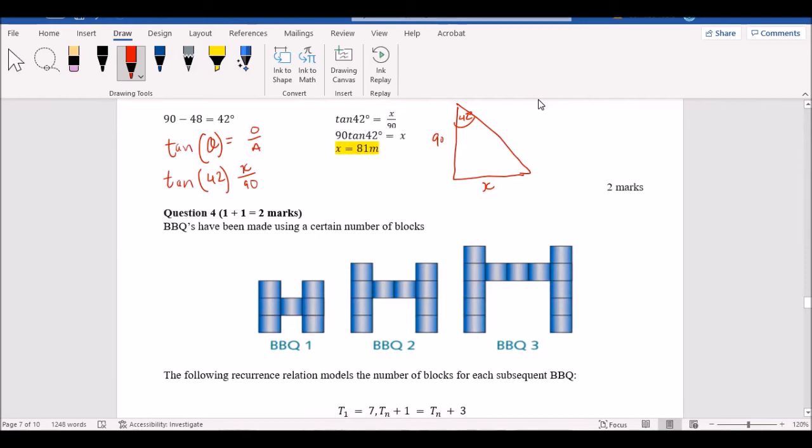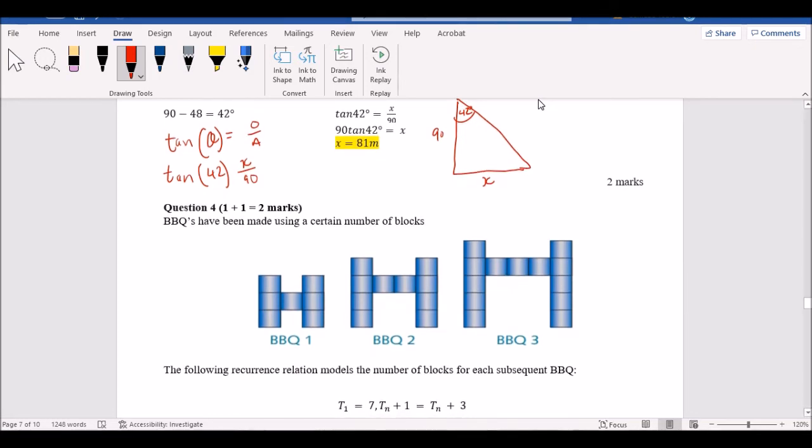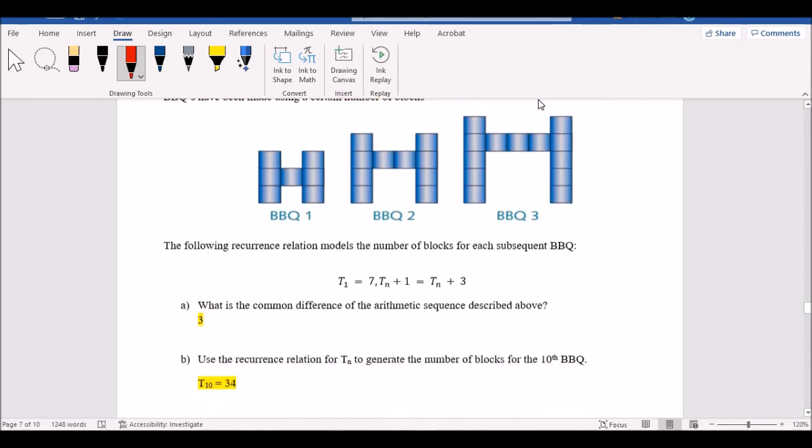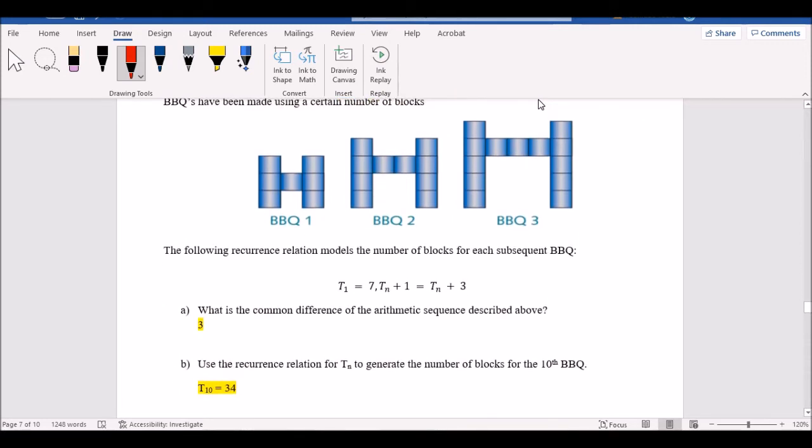Barbecues have been made using a certain number of blocks. I've never seen a barbecue that looks like this. The following recurrence relation models the number of blocks for each subsequent barbecue. So what this recurrence relation is saying is that the first barbecue has 7 blocks. And what's the common difference, guys? 3. Good. So this is saying you're adding by 3 each time to get the next blocks. What is the common difference? We already said that, 3. And then question B is use the recurrence relation to generate the number of blocks for the 10th barbecue.